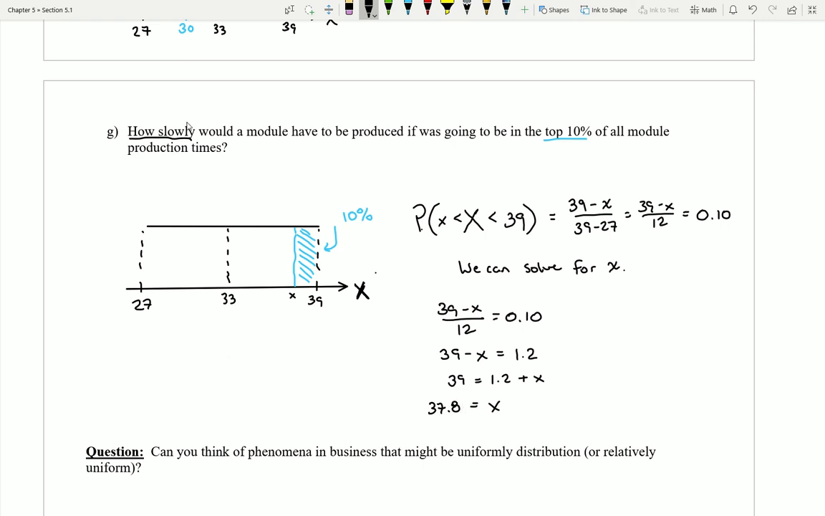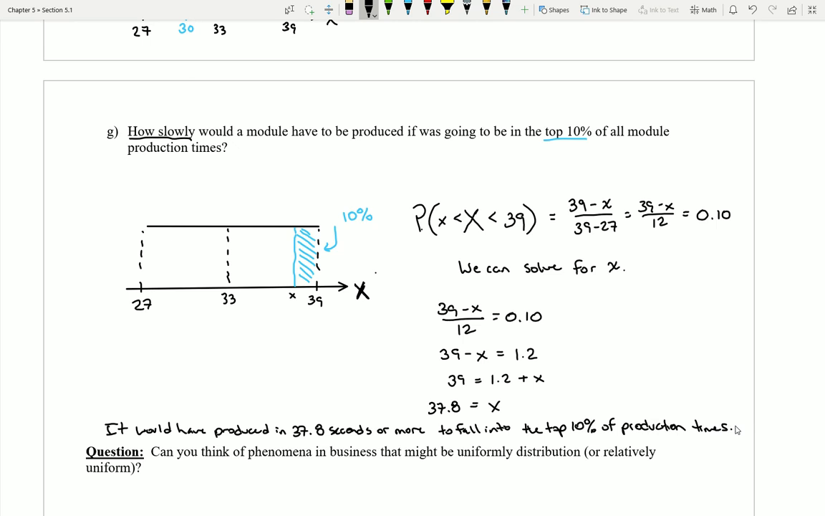So, how slowly would a module have to be produced? I can easily write that out. I could say it would have to be produced in 37.8 seconds or more to fall into the top 10% of production times. There it is.